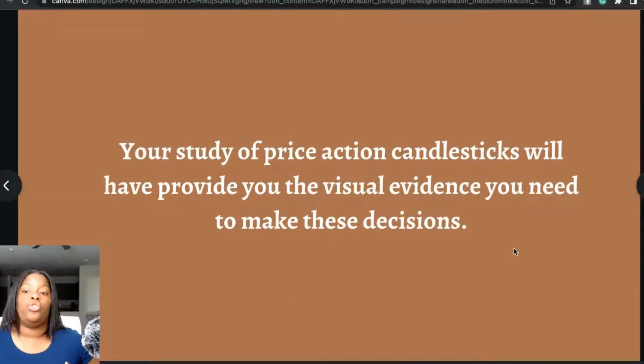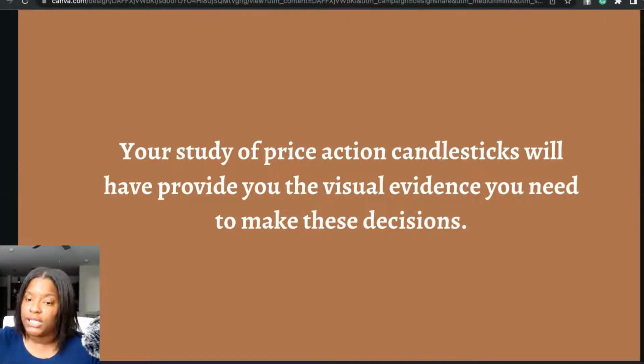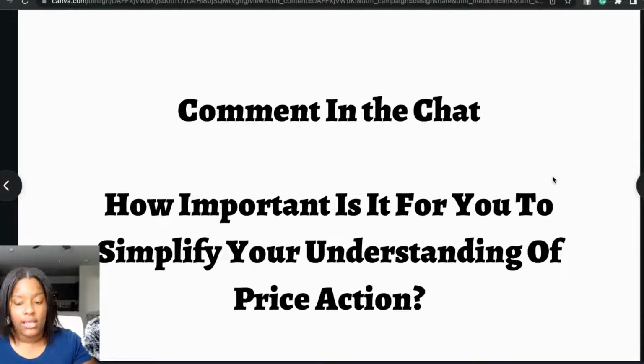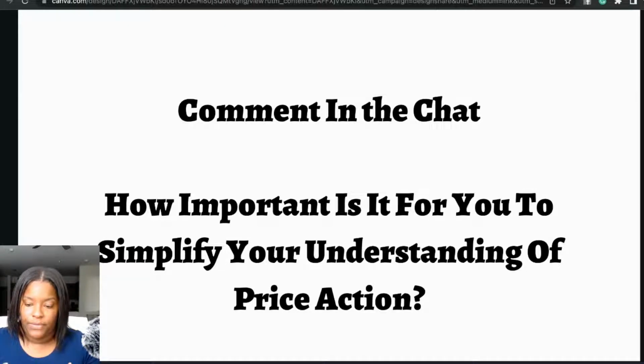Now, you have to study price action candlesticks because they're the visual evidence of every decision that you are going to be making. They're the visual evidence. So let's break that down even more. Now, I want you to comment this as well. How important is it for you to simplify your understanding of price action? What would it mean to you if you could simplify this? That's what I want to know for you. Because if you're having a hard time understanding price action, what is the priority? Is it top priority? Is it least priority? What is it for you?